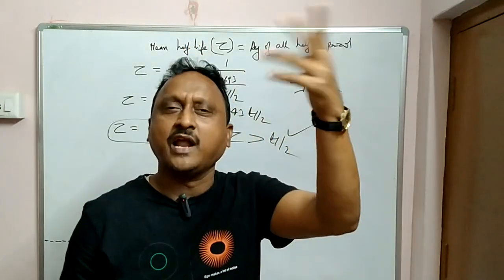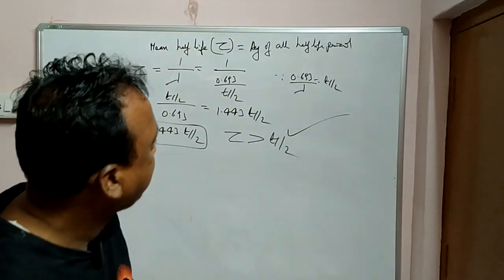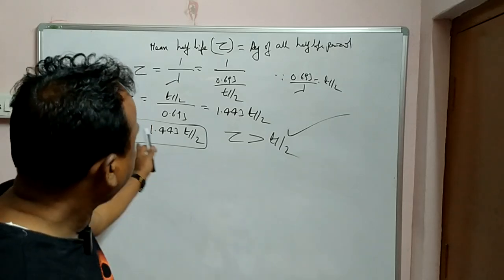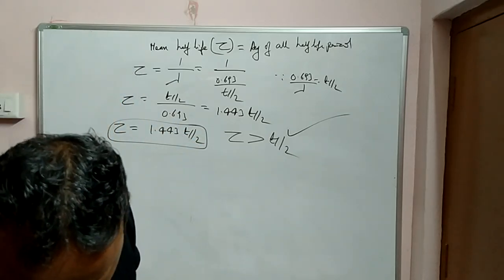It is the average of all half-life periods. So it is given by tau is equal to 1 by lambda, or 1 by 0.693 by T half. And of course, tau is greater than the half-life period from the equation.